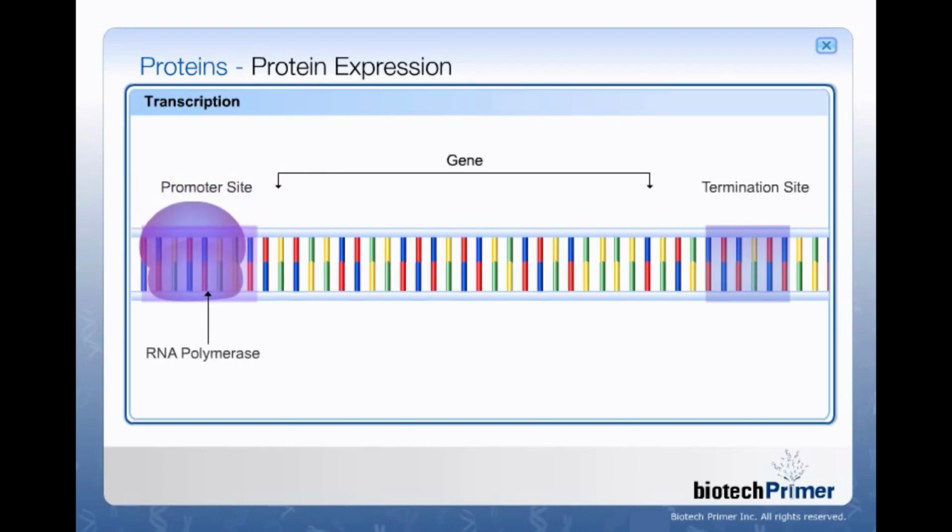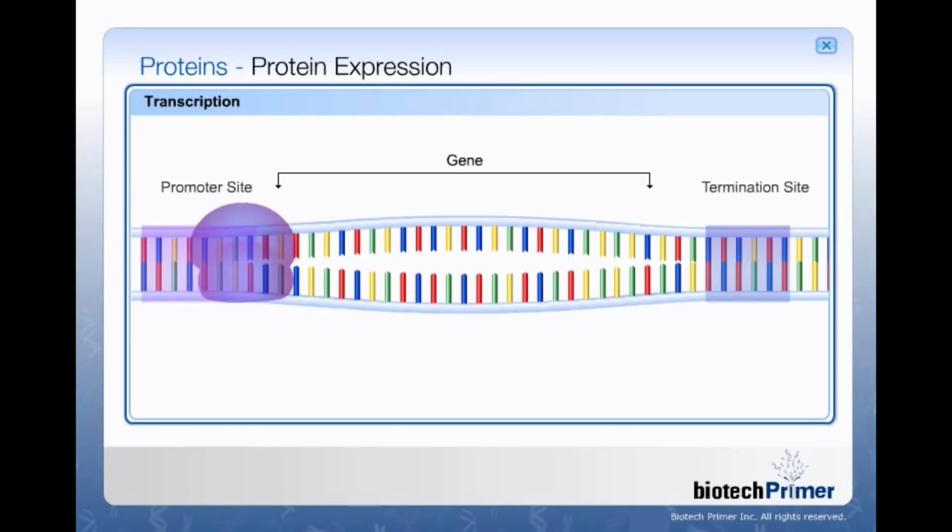As RNA polymerase moves along the DNA, the two strands are separated. It is important to note that whenever a protein is being made, only the segment of DNA that encodes for that protein is separated. The entire length of DNA is not separated.